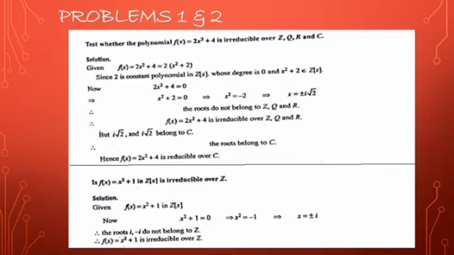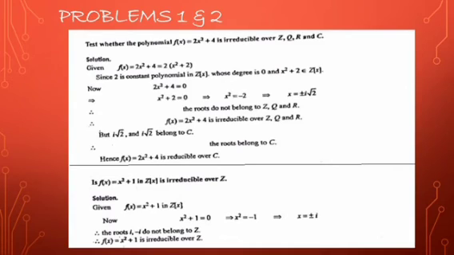So what are the roots? What kind of roots are they? Where does it belong, whether to Z, Q, R or C? It belongs to C, since it's a complex number, since i is present. So clearly the roots do not belong to Z, Q and R. Therefore, the function is irreducible over Z, Q and R.